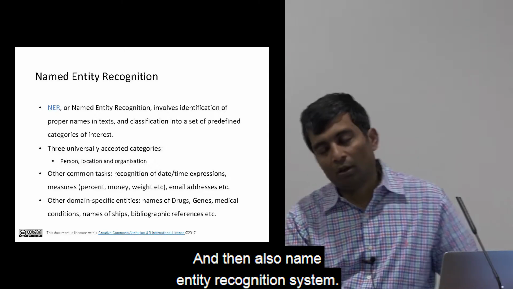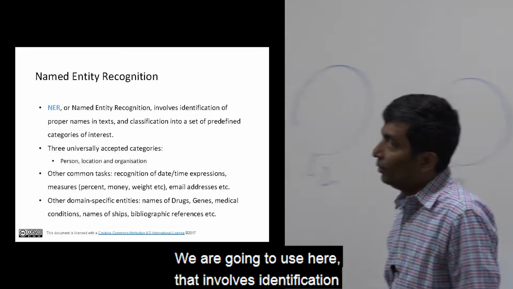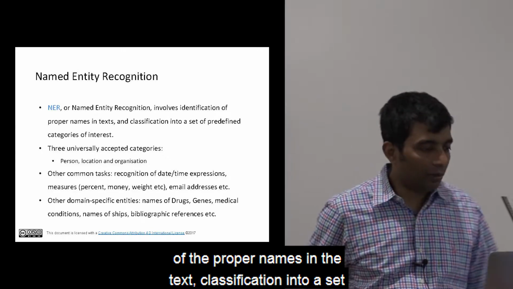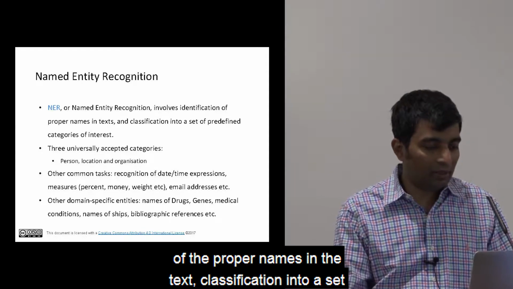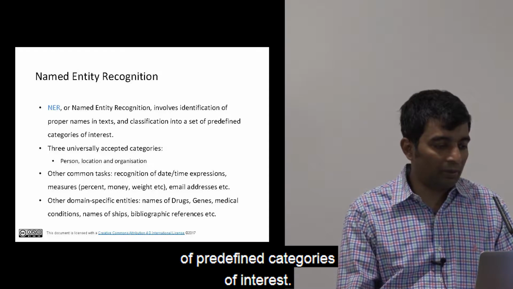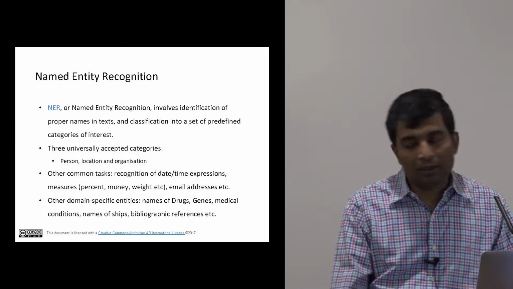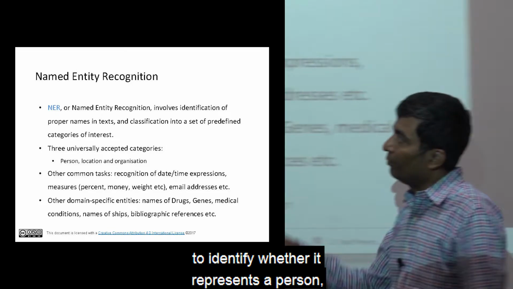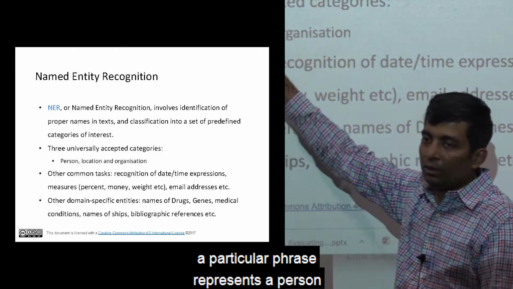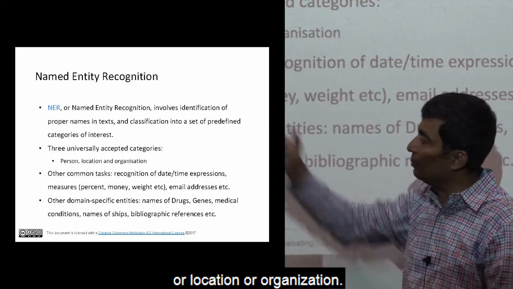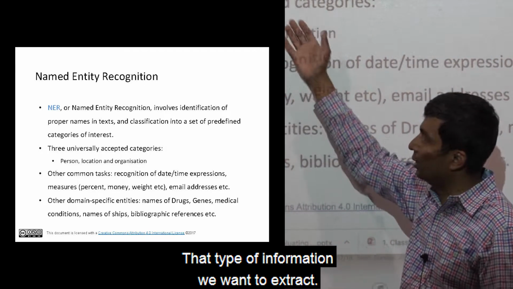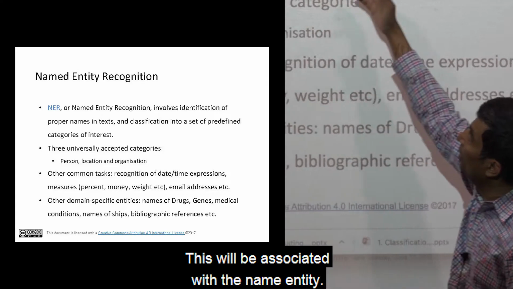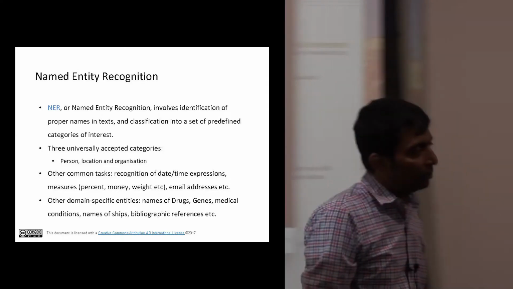And then also the named entity recognition system we are going to use here. That involves identification of the proper names in the text and classification into a set of predefined categories of interest. Here, given a sentence, our goal is to identify whether a particular phrase represents a person, or location, or organization. That type of information we want to extract, which will be associated with the named entity.